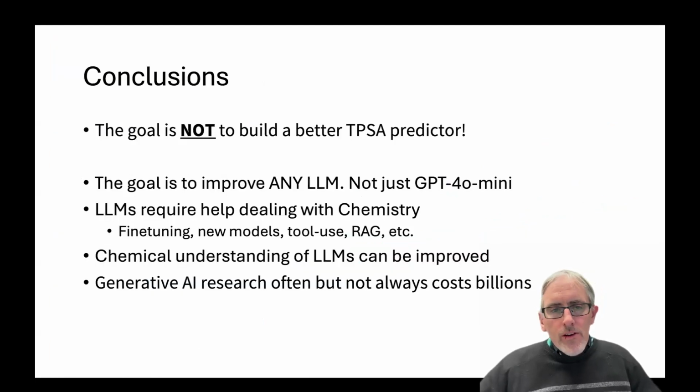So the goal here is not to build a TPSA predictor. There are many, and you can calculate them directly or obtain them from PubChem. The goal here really is to demonstrate a method of improving how LLMs handle chemical information. And again, it's not specific to any one model. By a few changes in the underlying code, this can be moved to any other LLM.